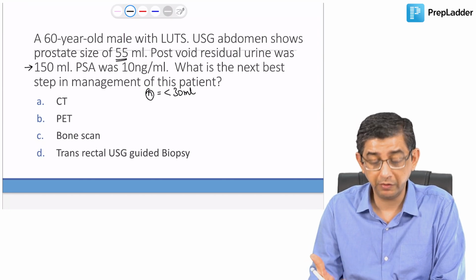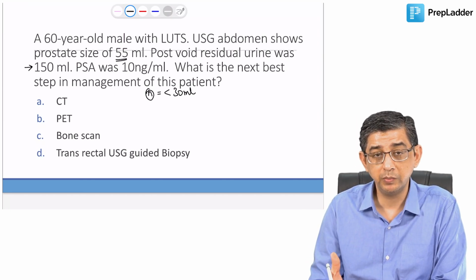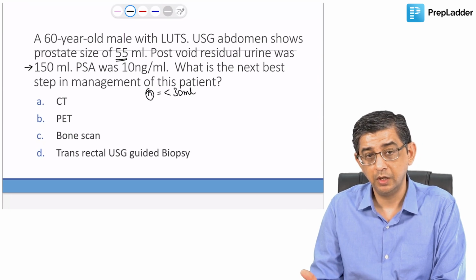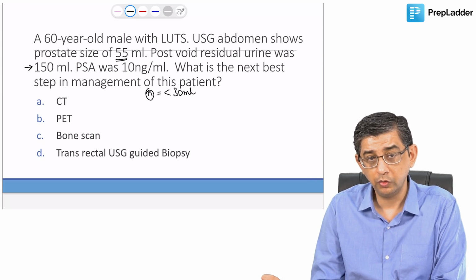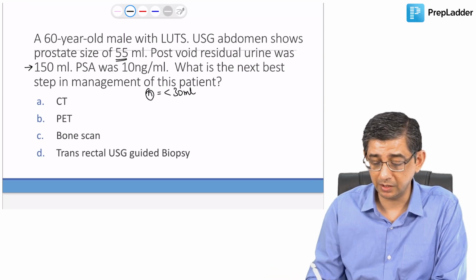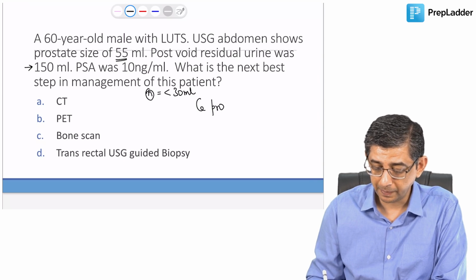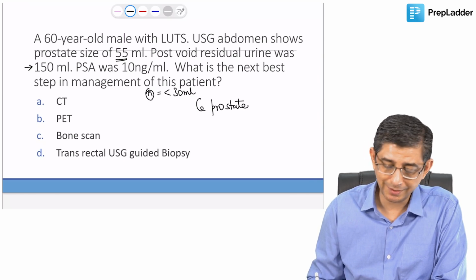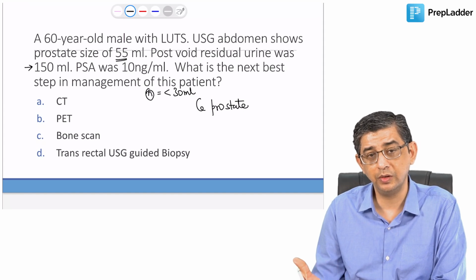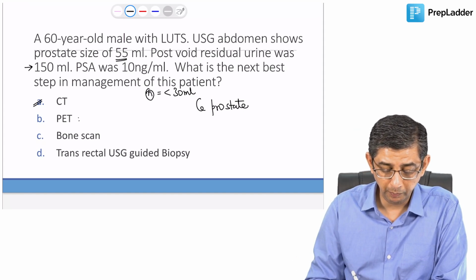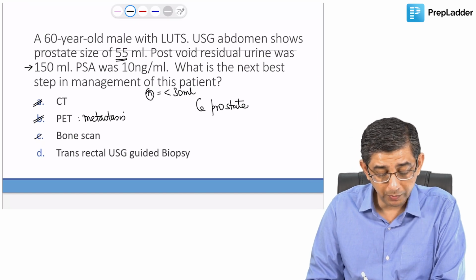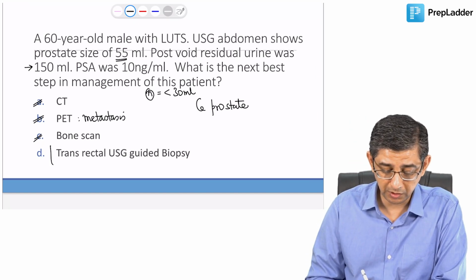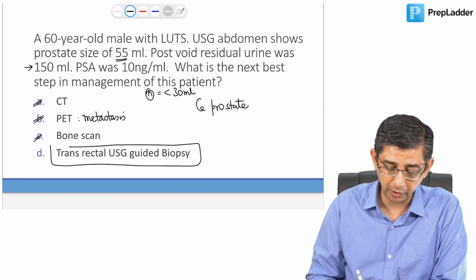So what are we talking about? We are talking about this person having a possibility of prostate cancer. PSA values in this person are almost 4 times of normal. So if it's a prostate cancer, I need to go in for a biopsy. Option A said CT scan. CT scan cannot tell you whether there's a cancer or not. PET scan will tell you about metastasis, but at the moment, metastasis may not have occurred. So I'm ruling out B. Bone scan is done for bony metastasis. The answer for this question is option D, transrectal ultrasound guided biopsy.